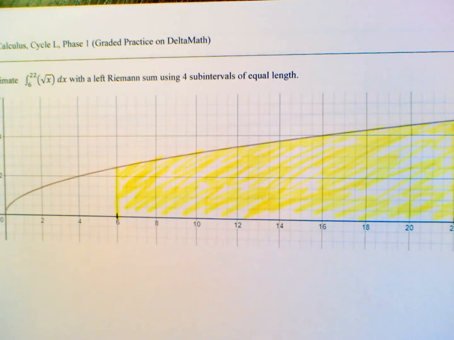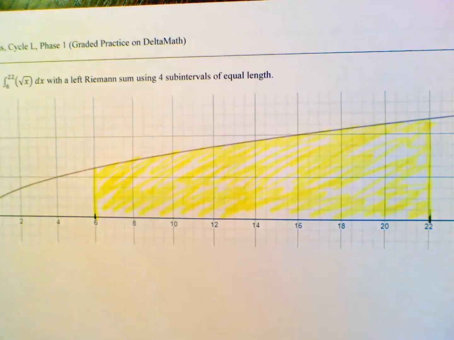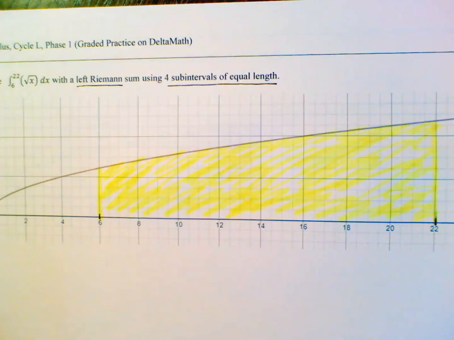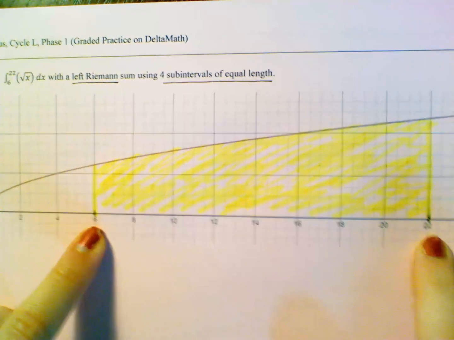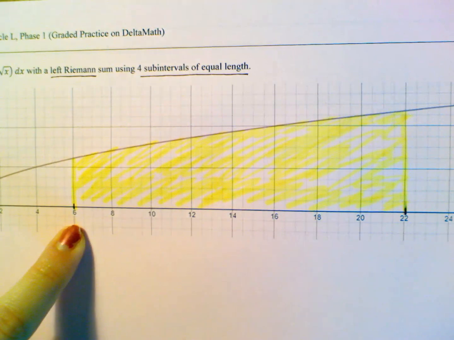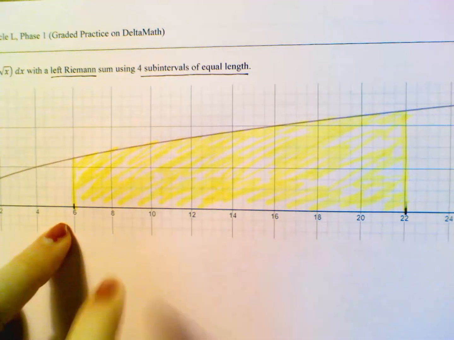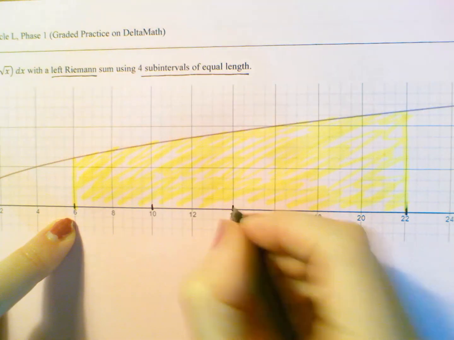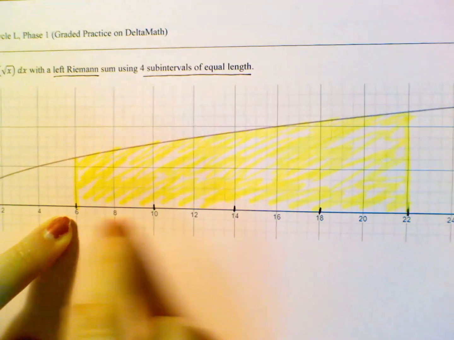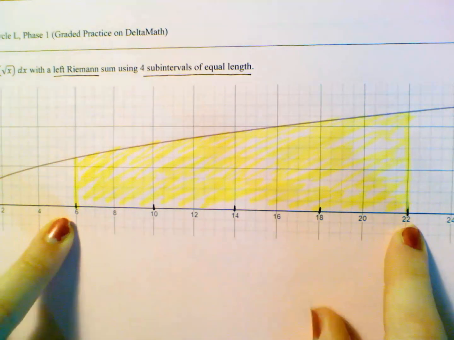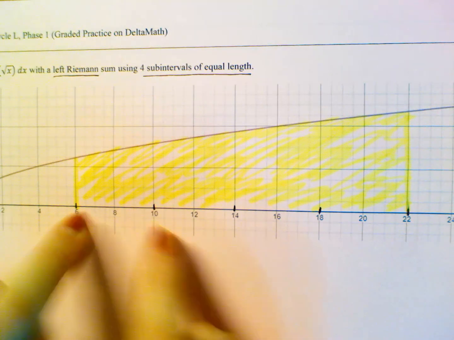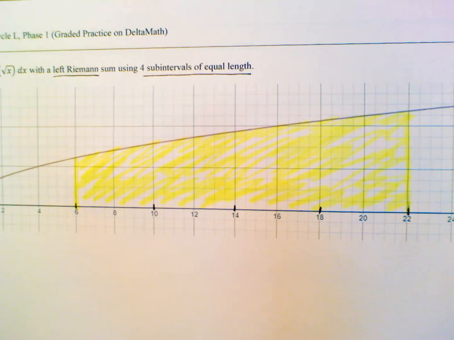But we're going to get an estimate for that exact area using something called a left Riemann sum with 4 subintervals of equal length. So what you've got to do is take this interval and split it up into 4 subintervals. I could split it up like this. First subinterval, second, third, fourth, subintervals of equal length. These each have length 4 units, right? From 6 to 10 is 4, from 10 to 14. Okay, so there's my 4 subintervals.